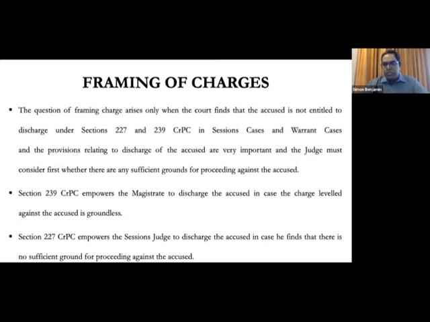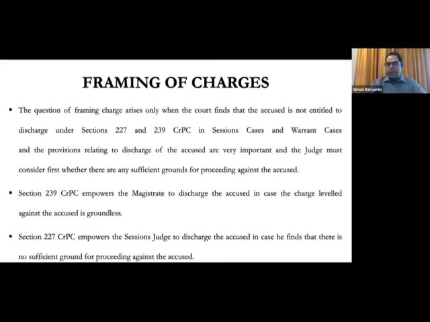So what is the stage of discharge? It is only something that's available for these severe trials. That's the warrants trial, whether it's a warrants trial before a court on the basis of a police report, or on the complaint case basis, or a Sessions trial. In these categories of trials, there is a provision for discharge, which means that the accused can make out a case before the court that there is no need for them to be sent for trial, and which is why they would then be discharged at that stage.